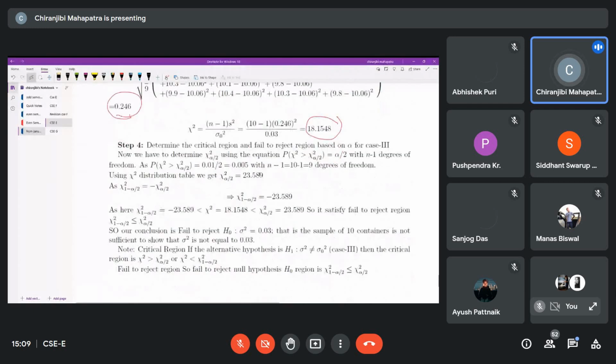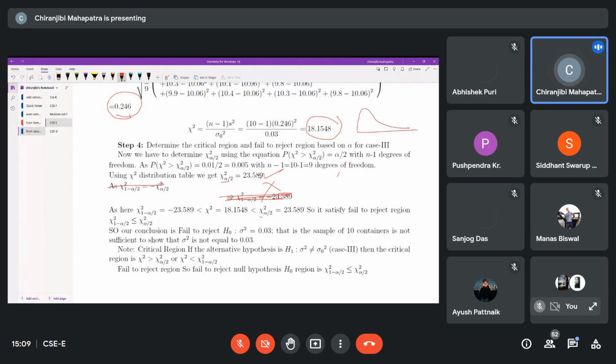So as it is a two-sided test, actually this thing is wrong. Actually that's why I am telling you, if you are looking at the notes, this part is wrong. Okay. Oh sorry, this one is correct. This one is correct, but this one is wrong as it is not symmetric.